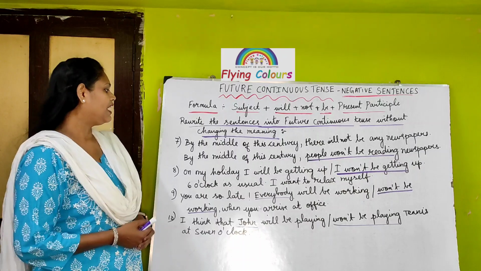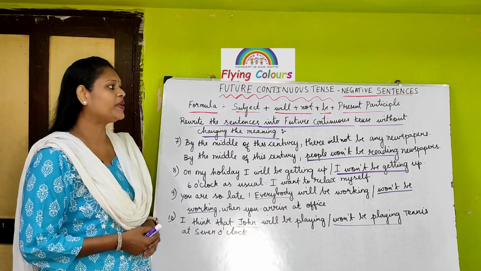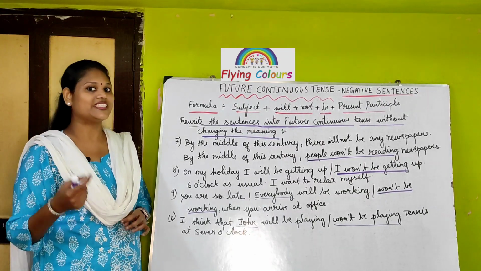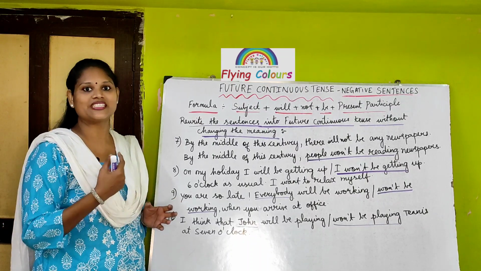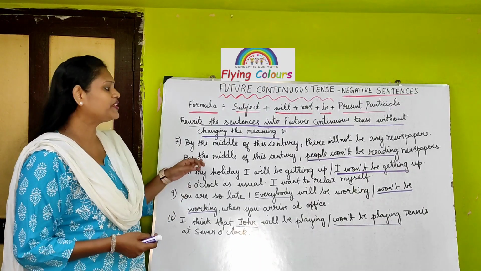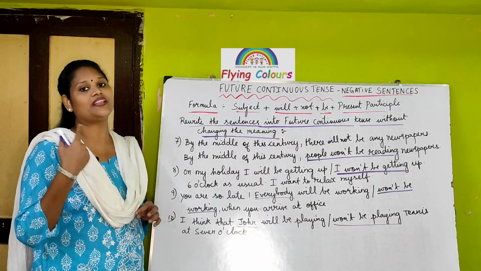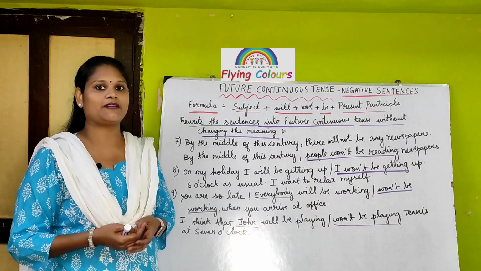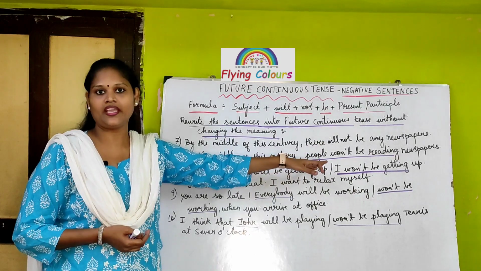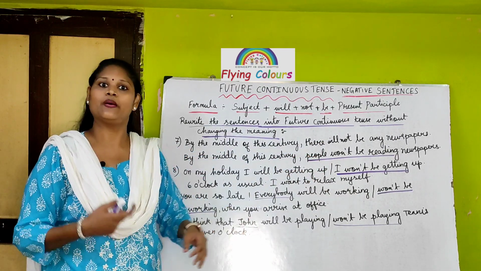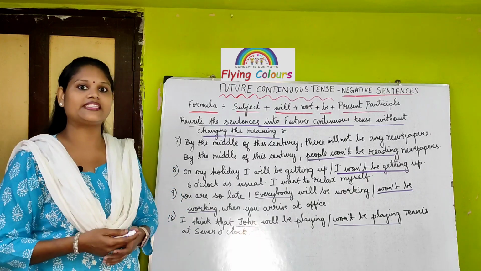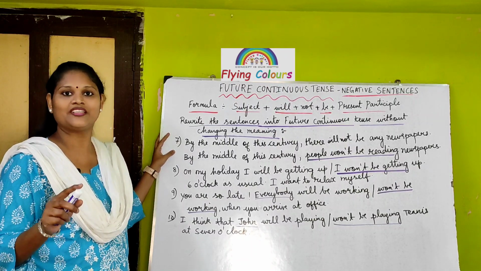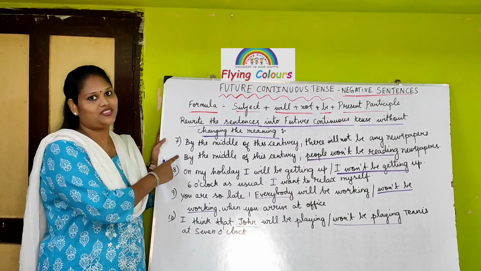One more example. By the middle of the century, there will not be any newspapers. This sentence, it is given will not, but you need to change the sentence without changing the meaning. This sentence is an example for conversation. By the middle of the century, people won't be reading newspapers. It is understood that people won't be reading newspapers. This sentence, what is the subject? People is the subject, won't be, right, is the negative, and reading is the present participle, right? Coming to the next sentence, and one more important thing, this type of sentence will not come in your academic exam. This is just for your conversations.